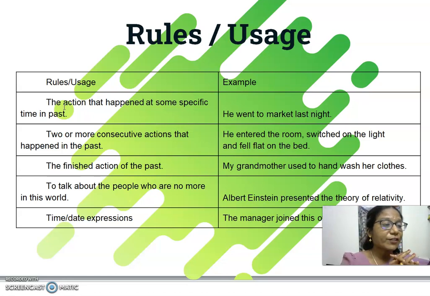The finished action of the past. My grandmother used to hand wash her clothes. To talk about the people who are no more in this world: Albert Einstein presented the theory of relativity. Time or date expressions: the manager joined this office 2 days ago.